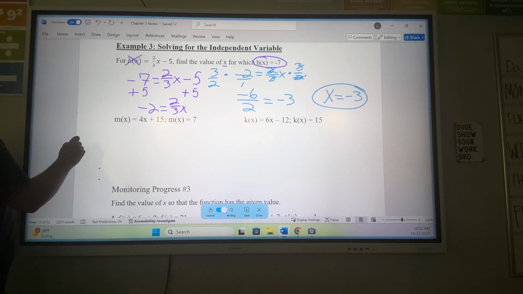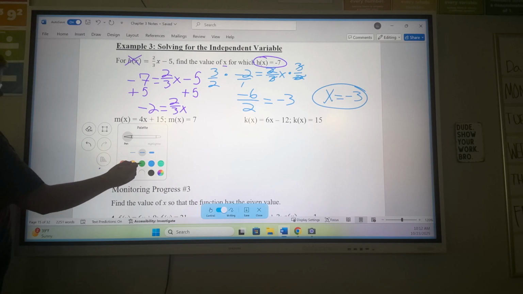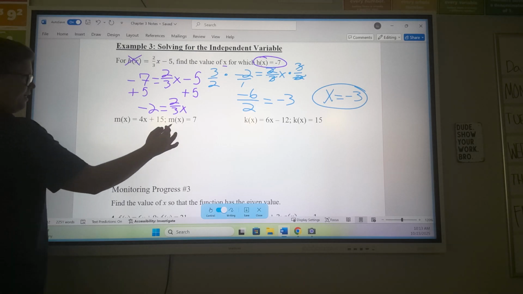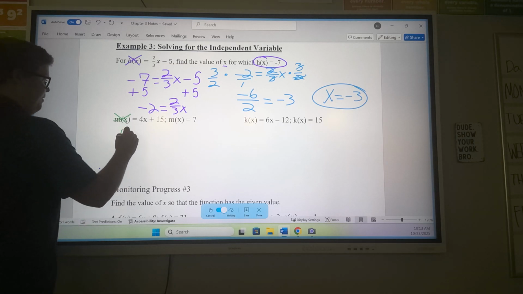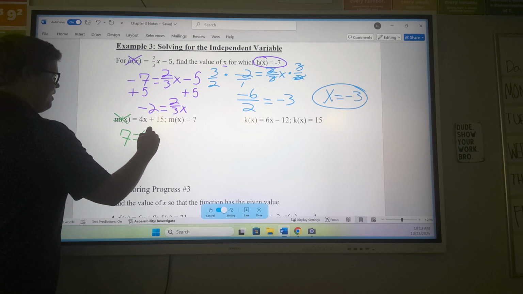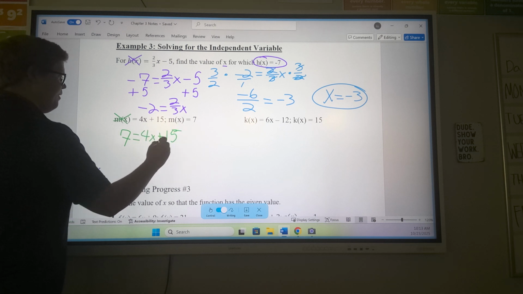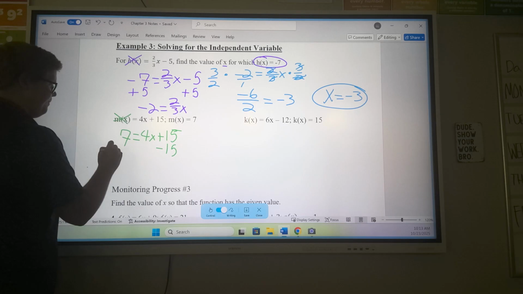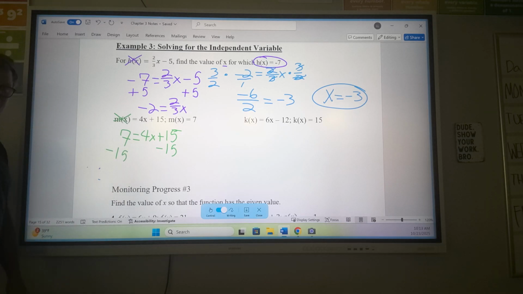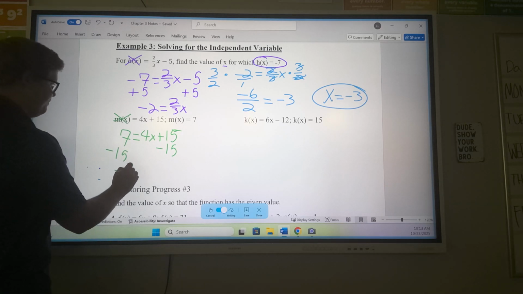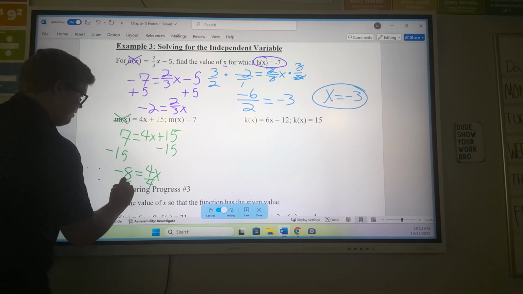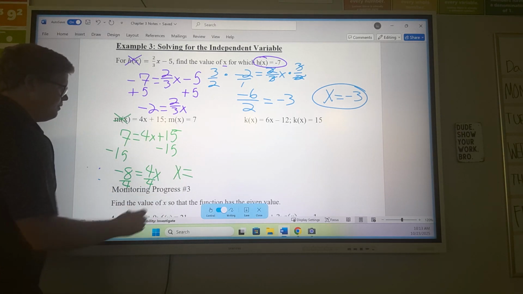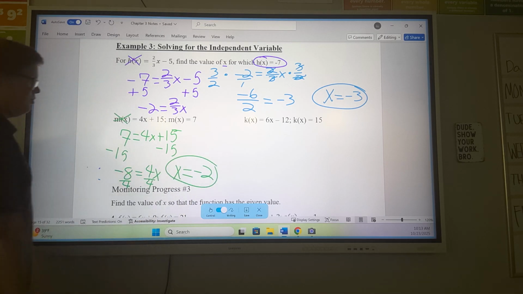Okay, now move on to the next one. m of x equals 7. So we are taking this m of x out and we are putting 7 in its place. 7 equals 4x plus 15. We subtract 15. 7 minus 15 gives us -8. And now we know that we have to divide by 4, which gives us x equals -2.